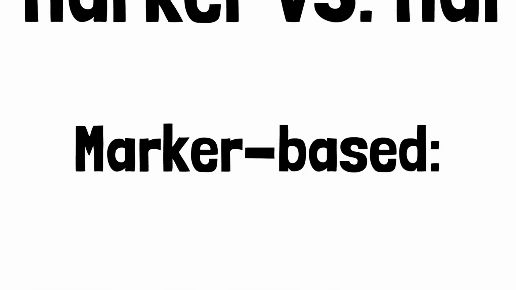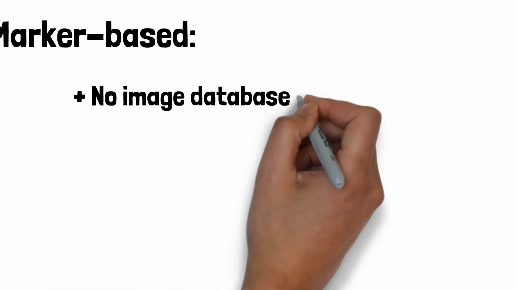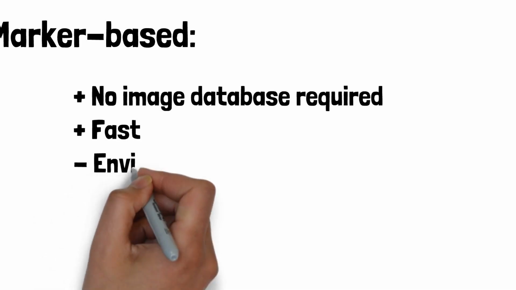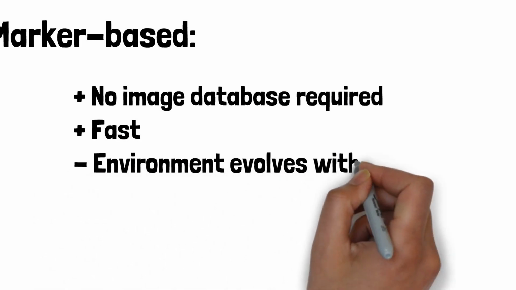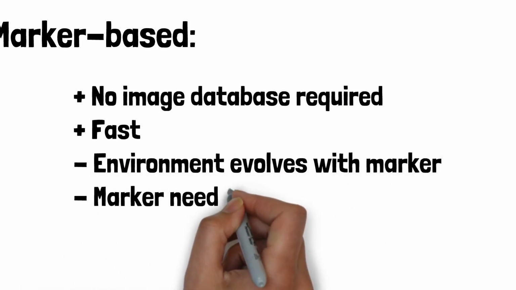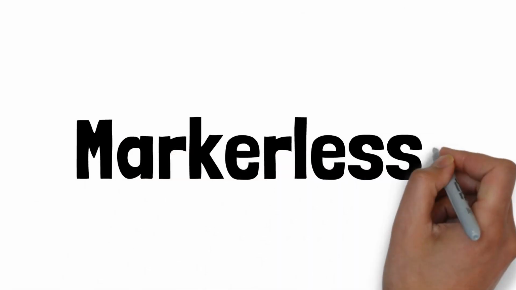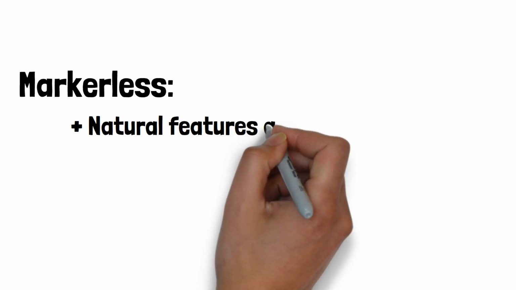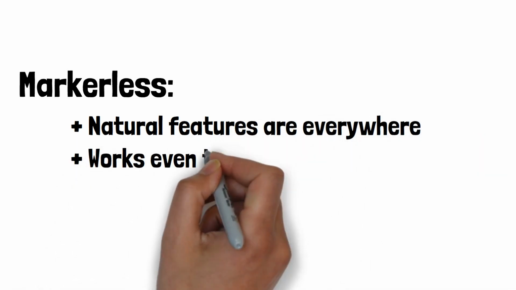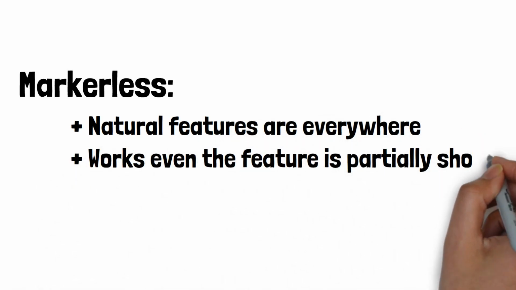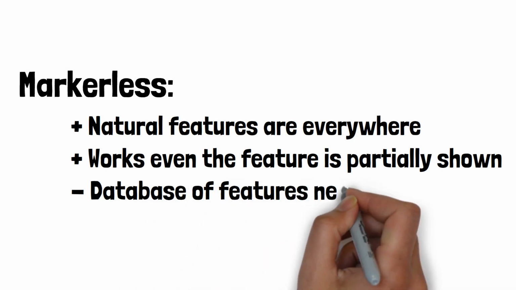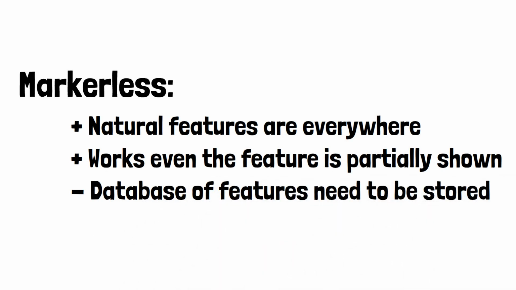Marker-based tracking does not require a database. The existence of the marker makes the tracking very efficient. However, in such a system, the marker is a must and has to be shown fully in the view. In markerless tracking, features can be easily extracted as they are everywhere. Features even work when they are partially shown in the view. However, it requires a database to store all the feature information.